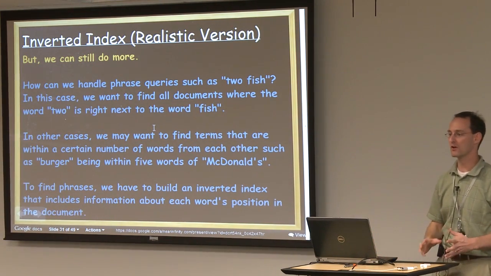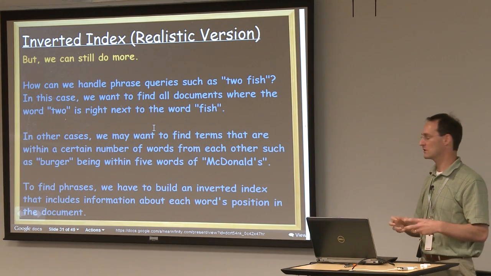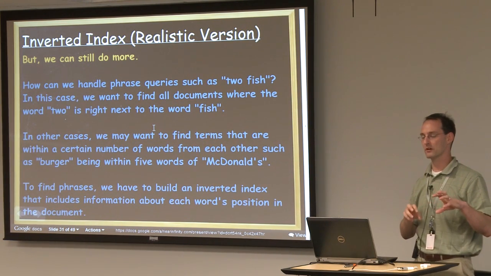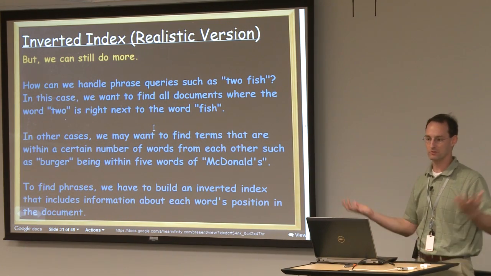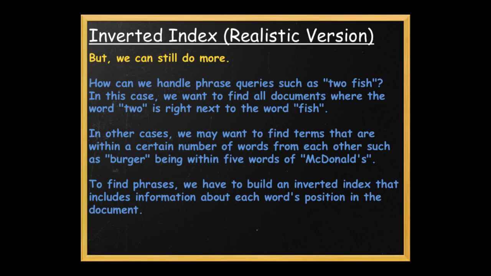So what we have started with is we were talking about if we just have AND queries, Boolean queries. But what about if we want to do something like query for a phrase, which everybody does? And so in this case, we want to find all the documents where 2 is right next to fish. So we have to add some additional information into our list here. And in other cases, we may want to find terms that are within a certain number of words. So maybe we want to find, if burger is within 5 words of McDonald's, this is a document that we're interested in.